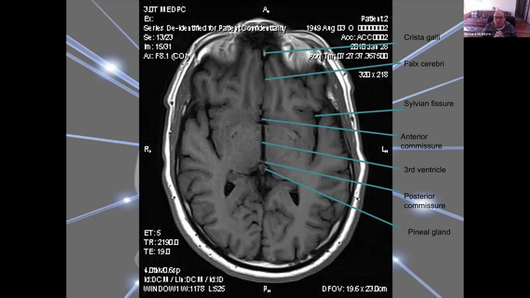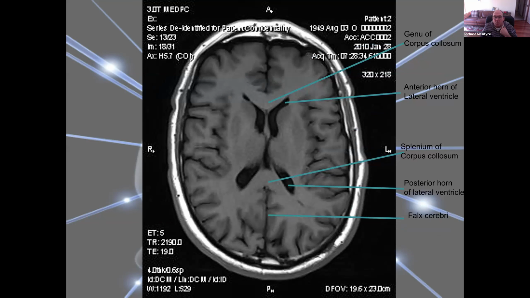We've got the third ventricle in the middle, our little space of CSF we saw earlier. And we've got the pineal gland. Pineal gland helps us with sleep. Don't get that confused with the pituitary gland. The pituitary gland is just behind the sphenoid sinus at the front. Pineal gland is towards the back.